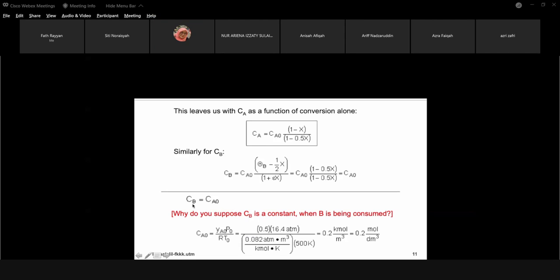Do you have an answer why C_B is being consumed, but lastly C_B equals C_A0? Maybe because A is the limiting reactant. Huh? Because, pardon? Because A is the limiting reactant, doctor. It is a limiting reactant. Yes, that is also correct.